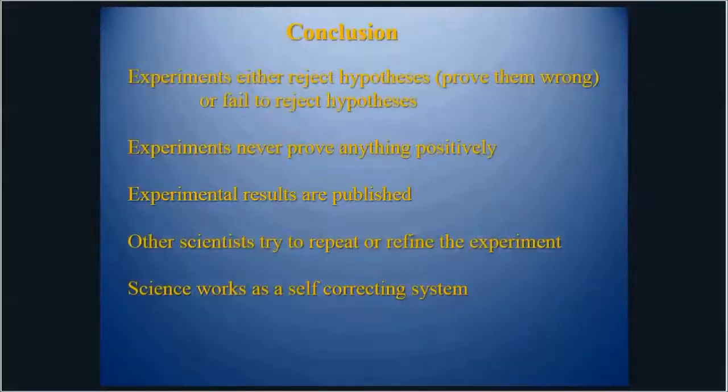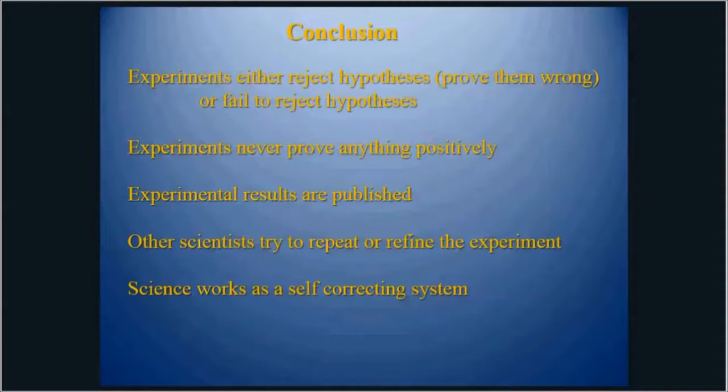A conclusion either rejects a hypothesis or it fails to reject a hypothesis. They never prove anything positively. Scientists publish their results from their experiments because it's very important to share information amongst the community. And other scientists will read that through the publication and repeat the experiment or refine the experiment and hold each other accountable. It is never just one scientist always taking the word of somebody else. They're always double, triple, quadruple checking all of the work that is submitted.